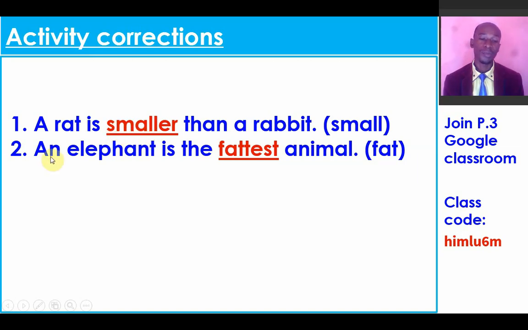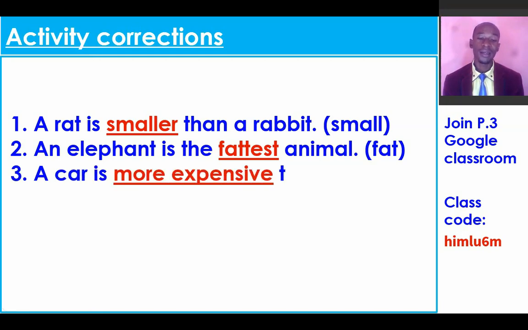Number two, an elephant is the fattest animal. Here we are looking at an elephant out of many animals. So this is the superlative degree. That is why you see we have written fattest. Now what about the rest? Did you remember those two? Those two guidelines.